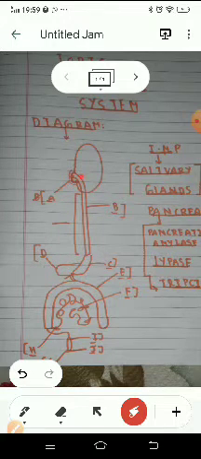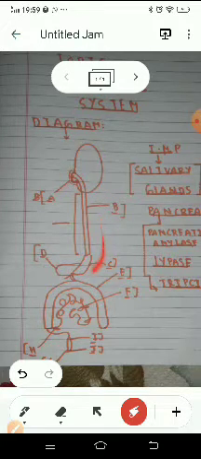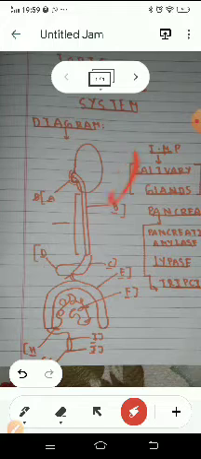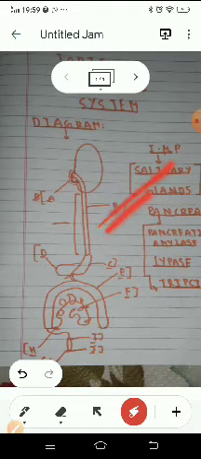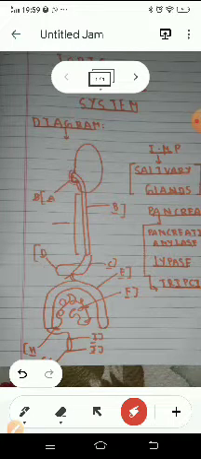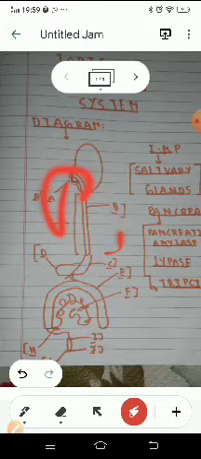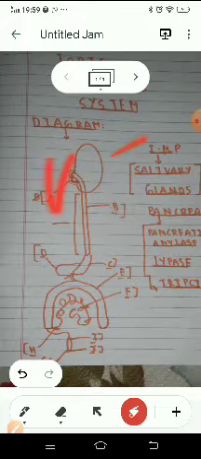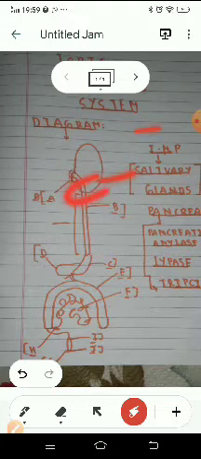Now when this food comes, it contracts, then again it comes, it contracts, and it goes into the stomach. Why does this contraction, relaxation process take place? First of all, you should know what this movement is known as. This movement is known as your peristalsis movement.